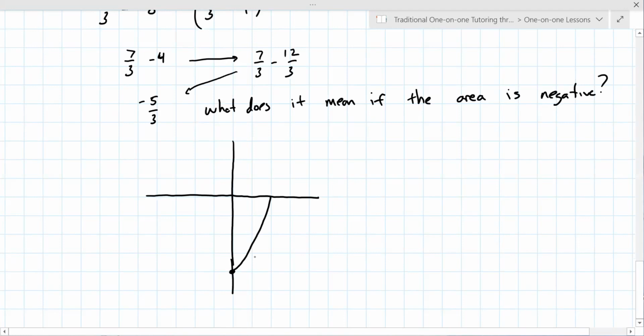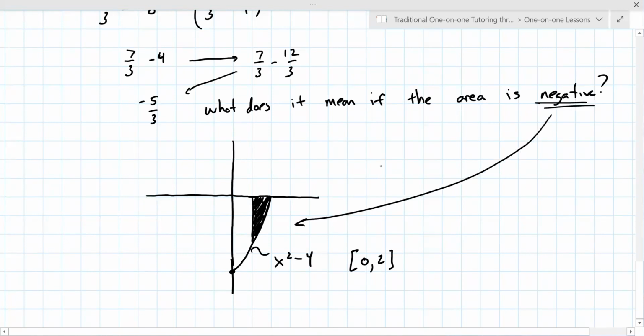So this is the function. This is x squared minus 4 from 0 to 2. And we only wanted it from 1 to 2. So this is the area you just found. Okay. So if it's negative, as it is here, that means it's below the x-axis. Yeah.